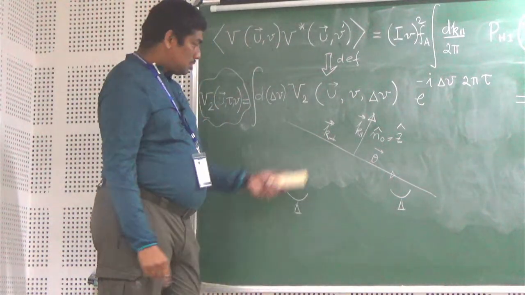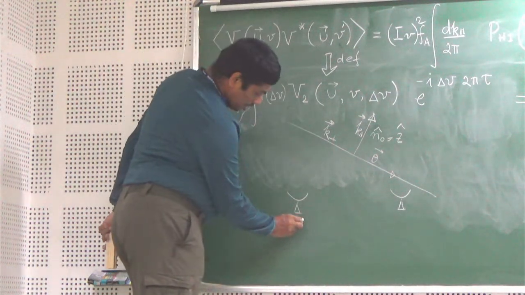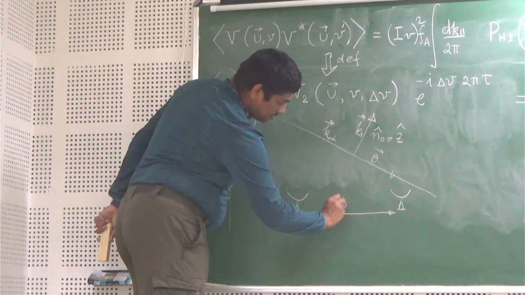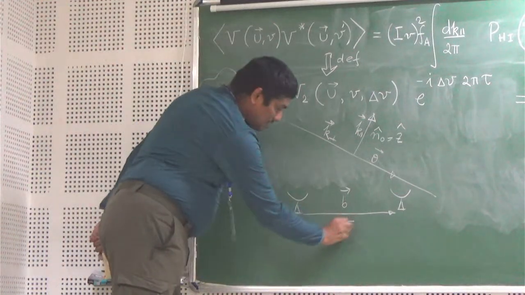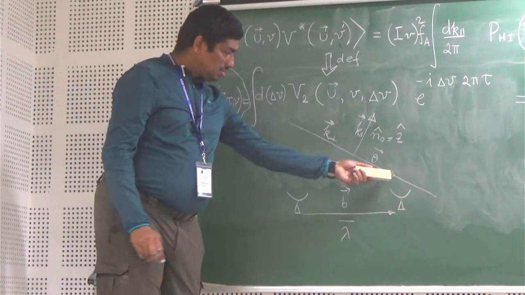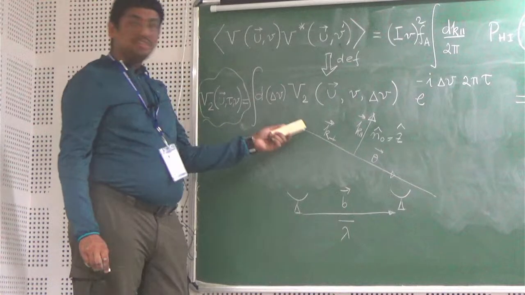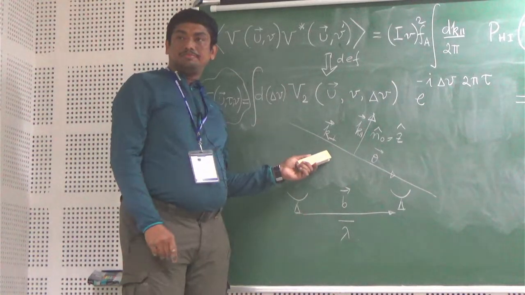Right? So K perpendicular will be the component given by, so if this distance is say B, physical distance measured in meters, divided by the wavelength, the component of that vector along this will give me capital U. That will measure K perpendicular.